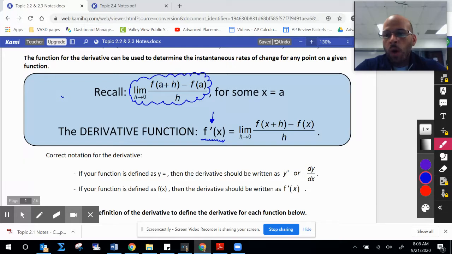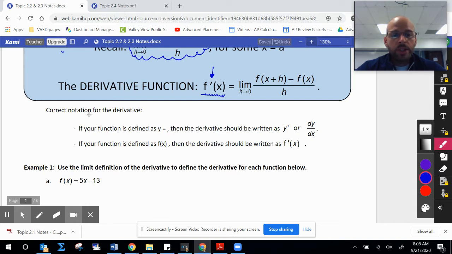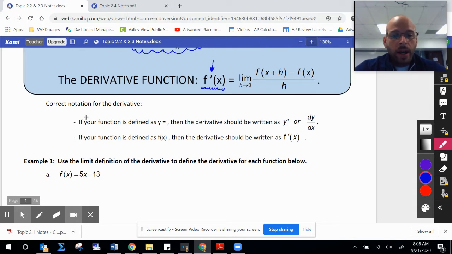If you see more than one apostrophe, then that would indicate how many derivatives you've taken. But ultimately, there's one apostrophe there. It is the first derivative. Now, using correct notation, if you look right below it, if your function is defined as y equals, you will see either y prime or dy dx, and just kind of an explanation of this dy over dx is, if you recall, it's the change in y.